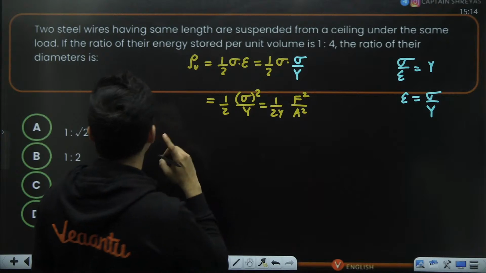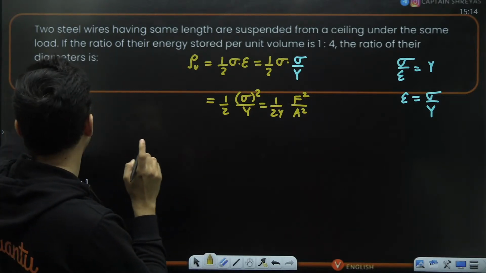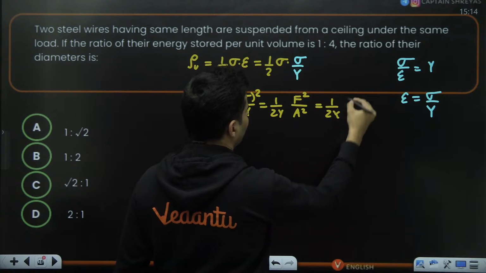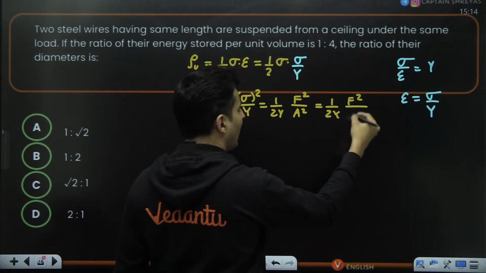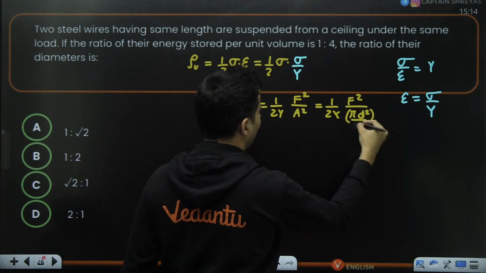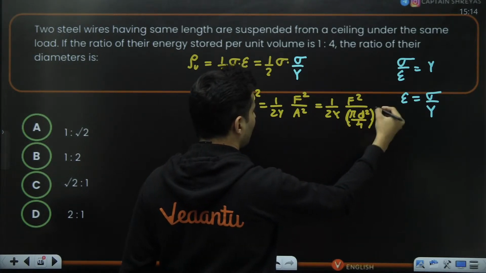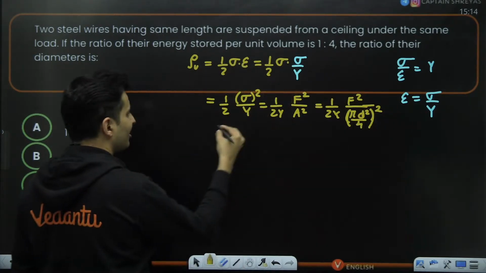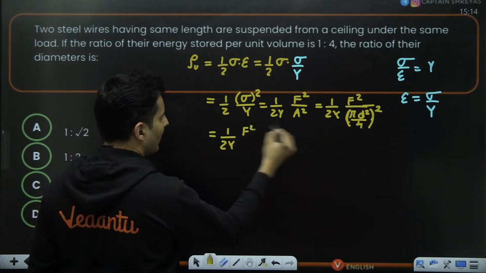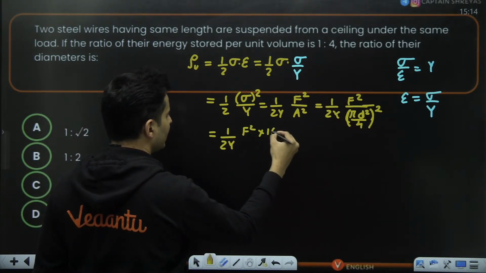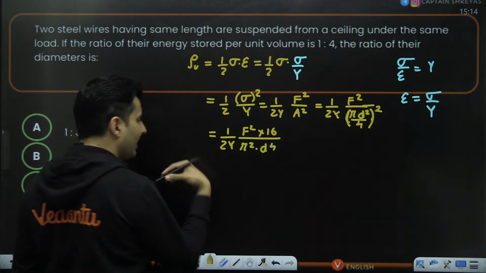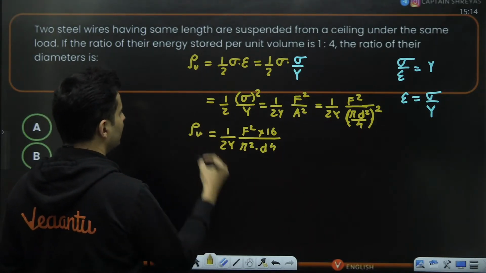But wait a minute, I know the area. 1 by 2Y, force, area is pi d square by 4. Pi into diameter square divided by 4, that is your area of cross section. Square that also. Crazy things are happening now, guys. So 1 by 2Y F square. 4 square is 16, 16 goes on the top, pi square d raised to 4. Crazy, guys. So this is energy density.